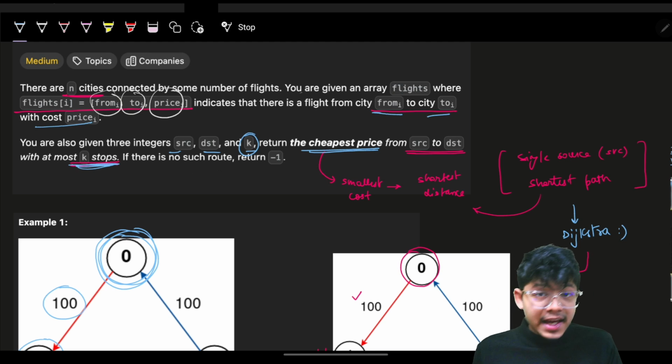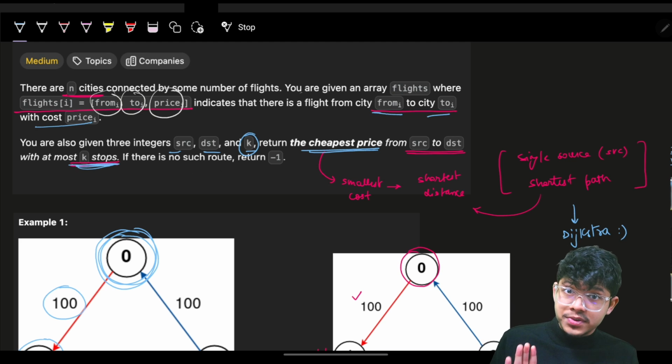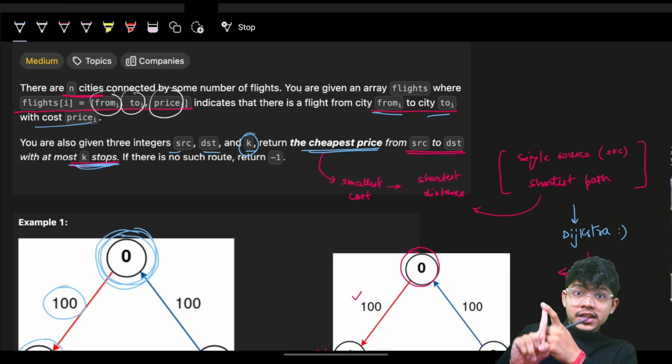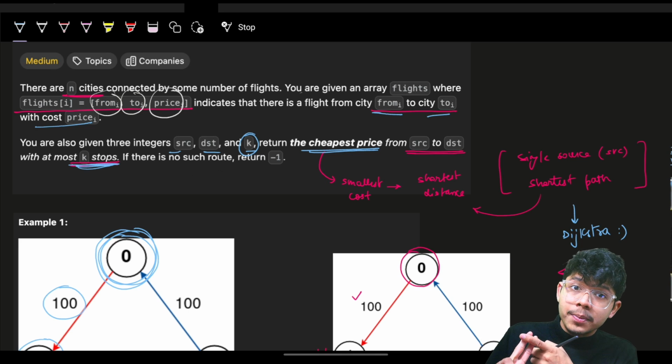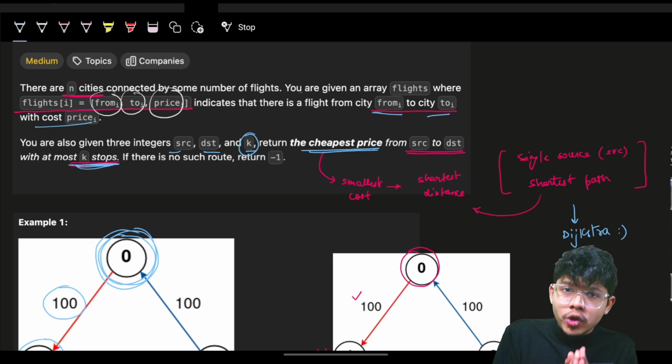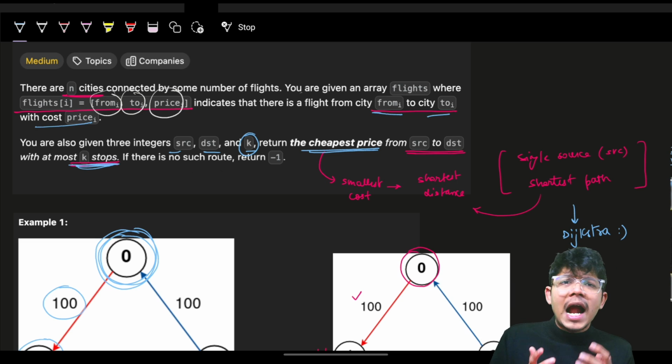And again, he can accommodate at most k stops. He cannot go beyond k stops. Let's say if he asks, I can do 1 hop or 1 stop, so you can give him the flight with 0 stops or 1 stop. You cannot give him the flight with 2 stops because he doesn't have that much time.